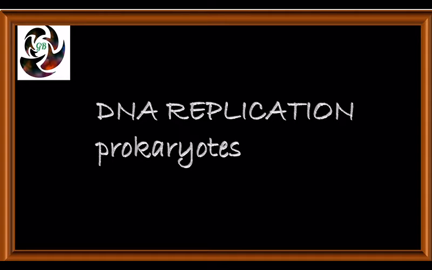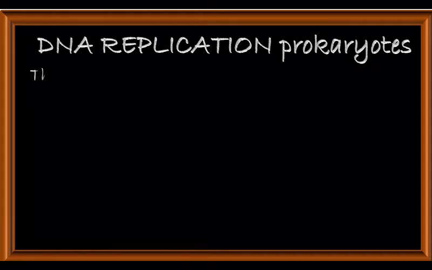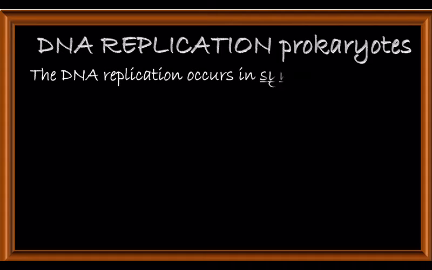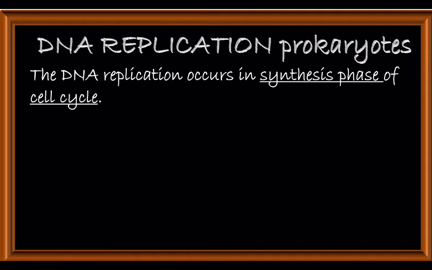In today's video, we're going to see about DNA replication in prokaryotes, for example, E. coli. The DNA replication in prokaryotes occurs in the synthesis phase of the cell cycle. In the cell cycle, there are 5 phases: gap 0 phase, gap 1 phase, S phase, that is synthesis phase, gap 2 phase, and mitotic phase. The S phase is meant for DNA replication.